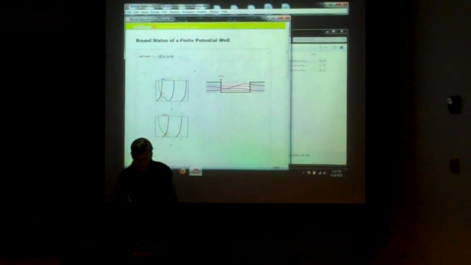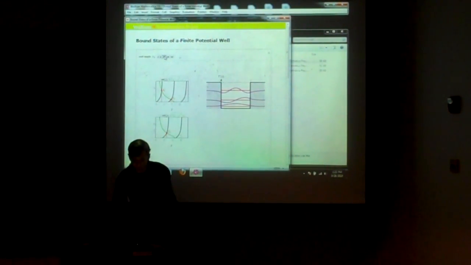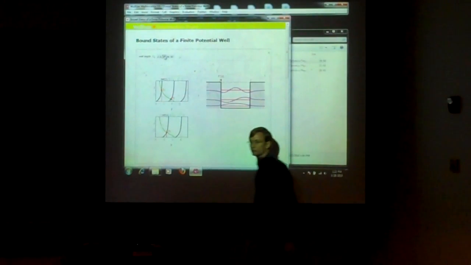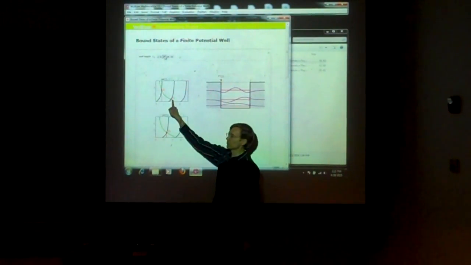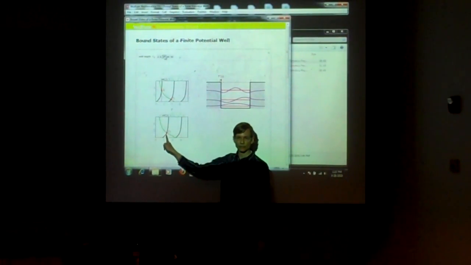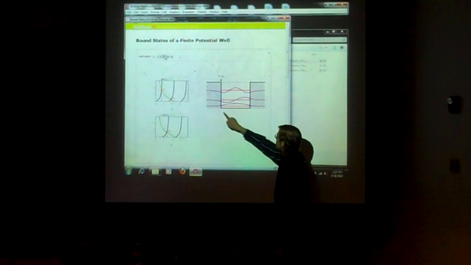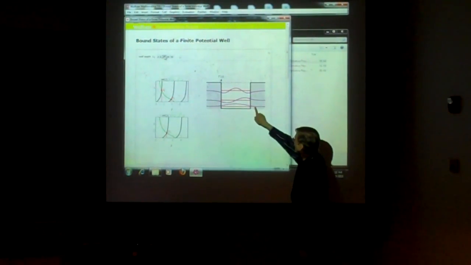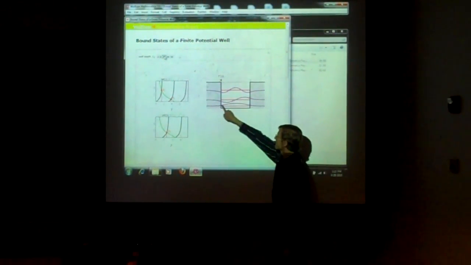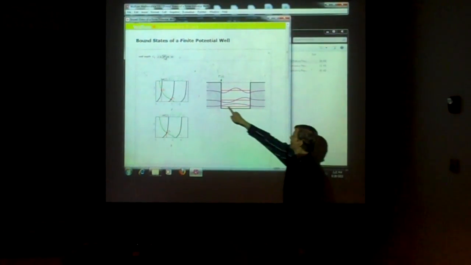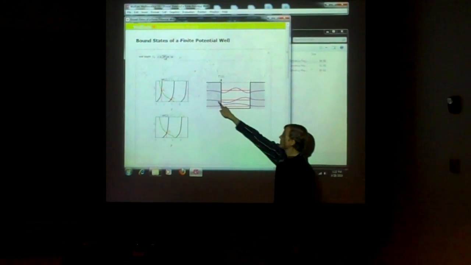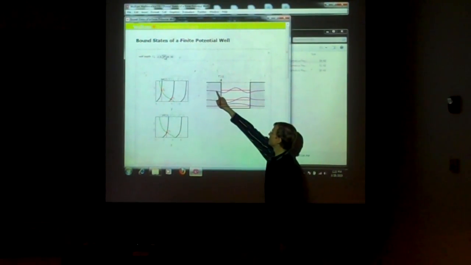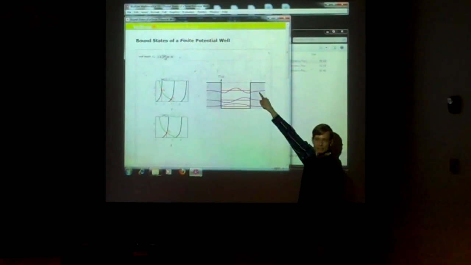And then if I make the well a little deeper, I move to a situation where now there are three bound states. Two even ones that look like cosines inside the well, and one odd one that looks like a sine inside the well. So here is the ground state, the lowest energy state, which is a one-hump cosine. The next higher energy up is a two-hump sinusoid inside the well. The next energy up is a three-hump cosine inside the well.